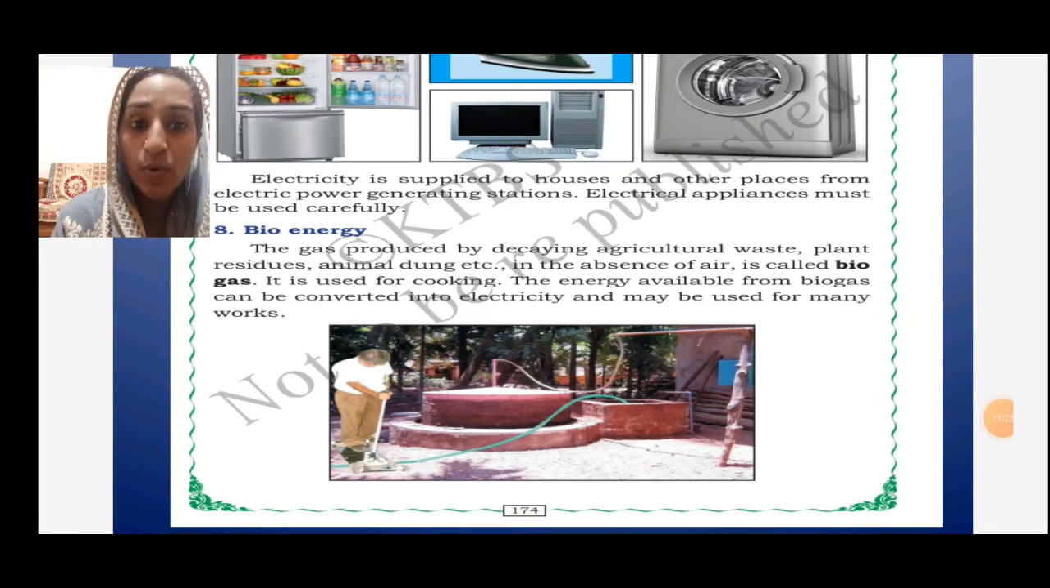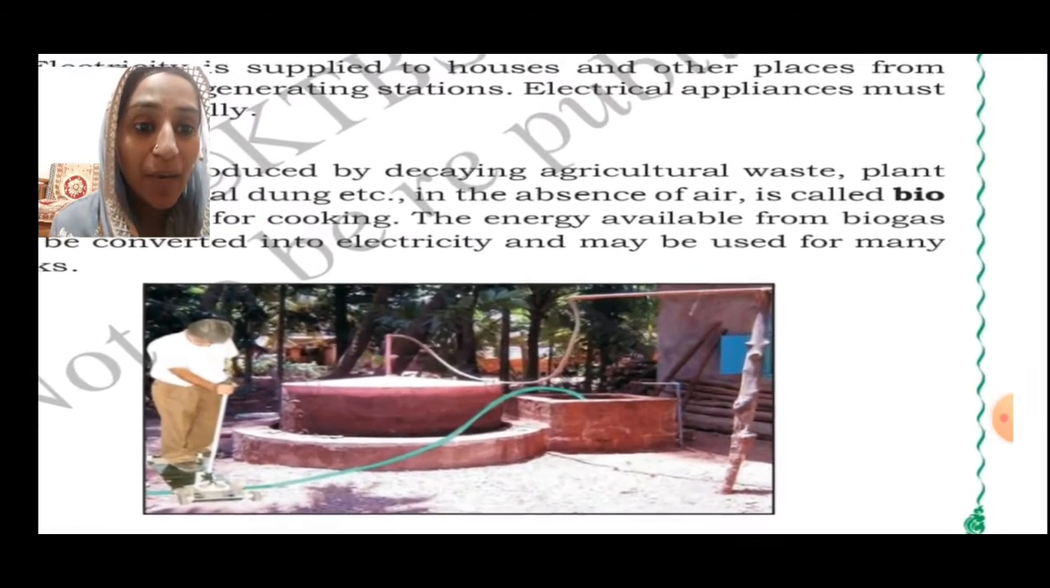It is called as biogas. It is used for cooking. The energy available from biogas can be converted into electricity. This can be converted into electricity and can be used for many works. See, this is biogas. What will they do?